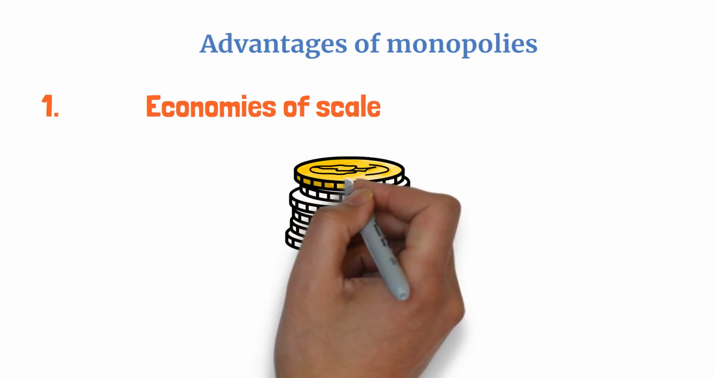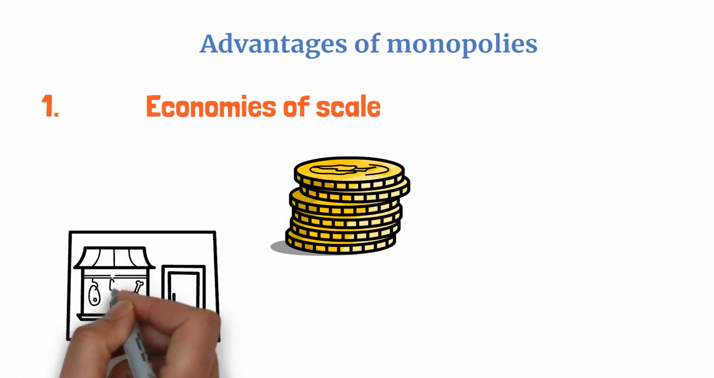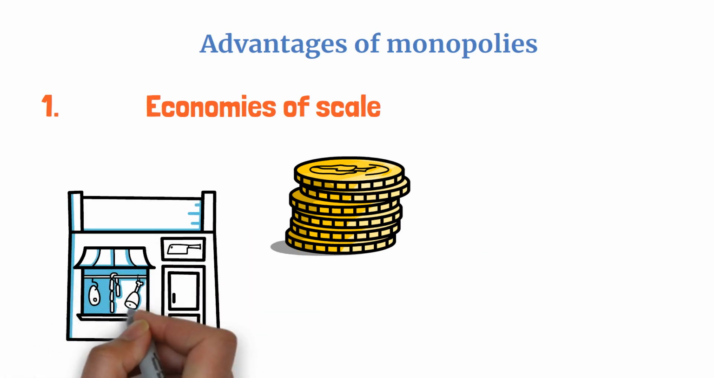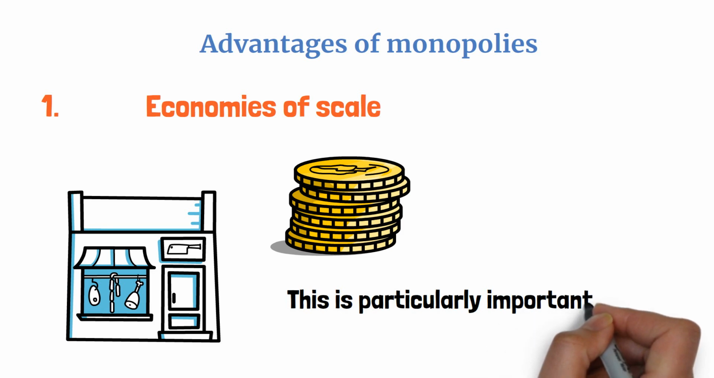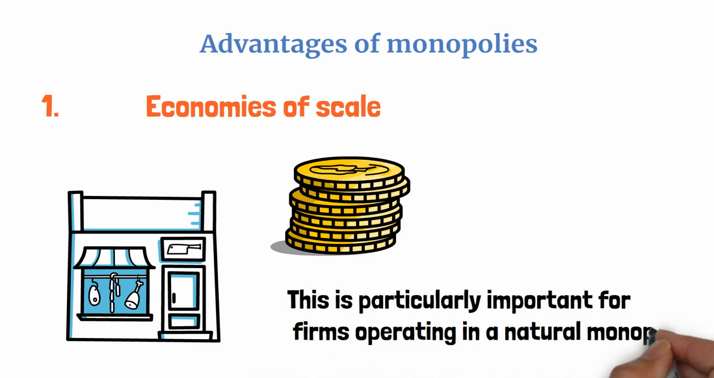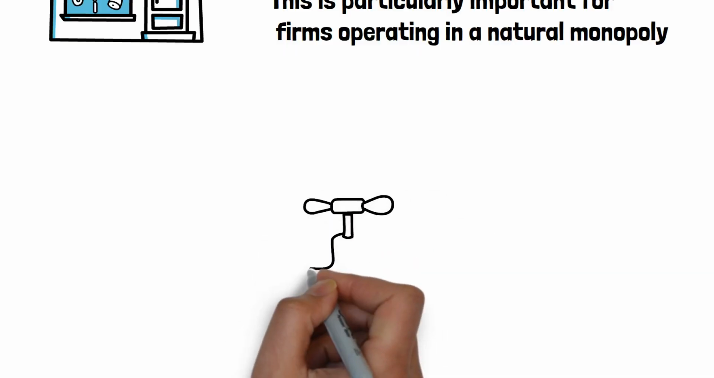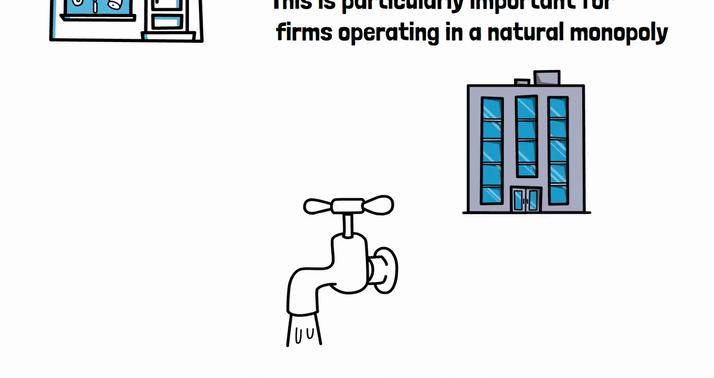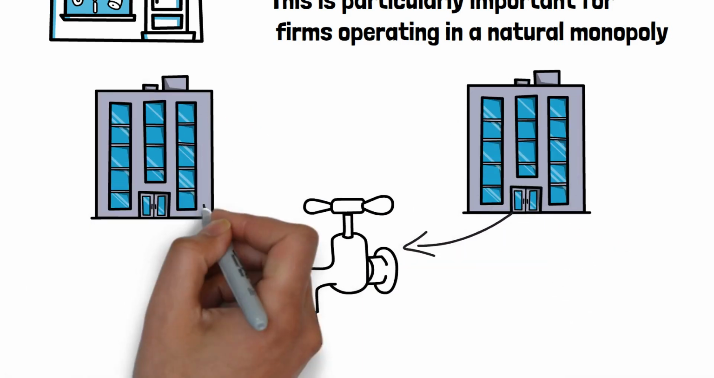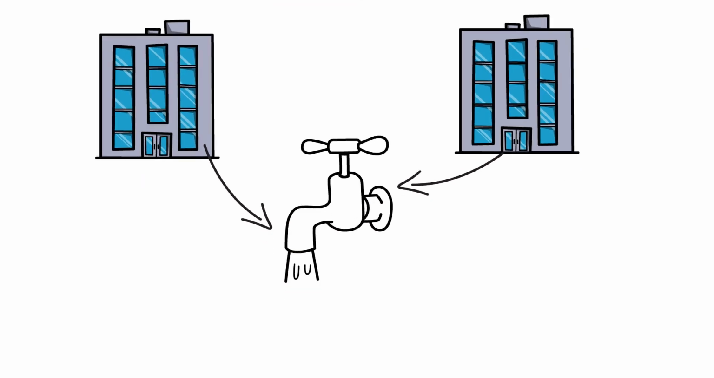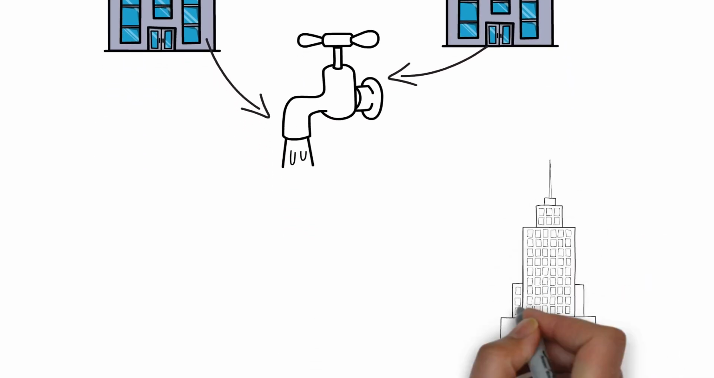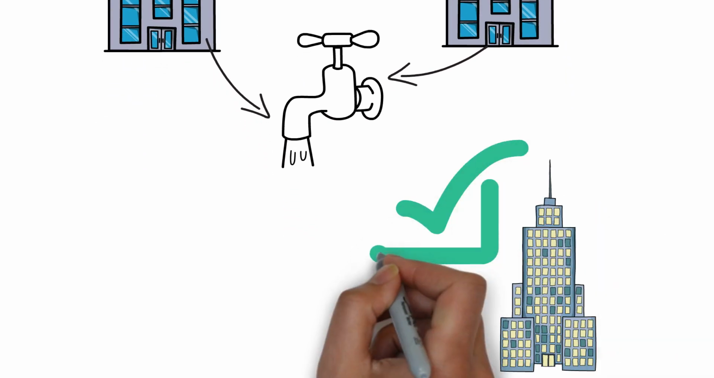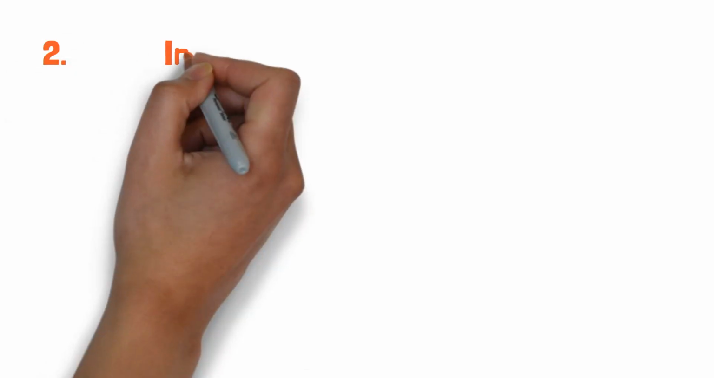In an industry with high fixed costs, a single firm can gain lower long-run average costs through exploiting economies of scale. This is particularly important for firms operating in a natural monopoly. For example, it would make no sense to have many small companies providing tap water because these small firms would be duplicating investment and infrastructure. The large-scale infrastructure makes it more efficient to just have one firm.